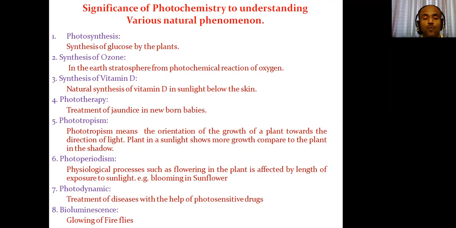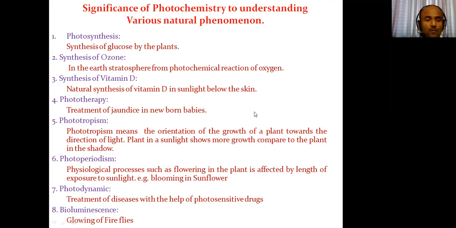So when such babies are exposed to visible light radiations, then the oxidation of the liver pigment, that is bilirubin, takes place. That oxidized form of the pigment gets removed from the body through urine, and in this way the excess concentration of these pigments in newborn babies is controlled. That is called phototherapy.